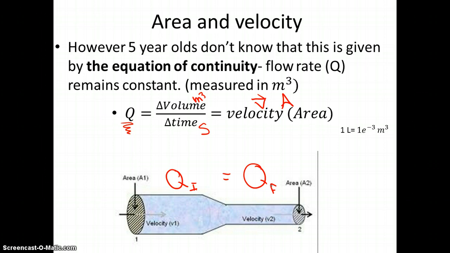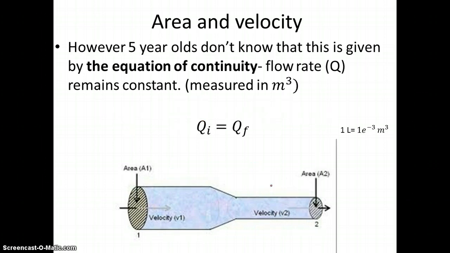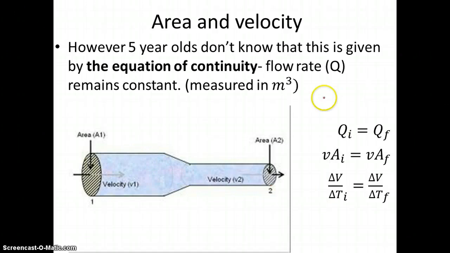And so what we see is that if the initial flow rate is equal to the final flow rate, then these statements are also true. I know initial flow is equal to final flow because of that assumption. I know that I can calculate flow rate as velocity times area. And I know that I can also talk about it in terms of volume, typically in meters cubed, volume per amount of time.